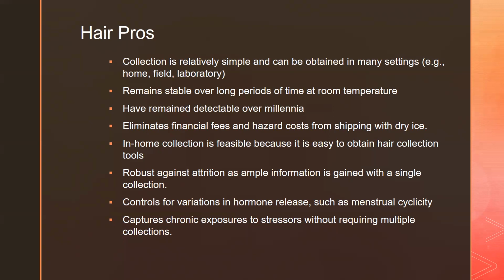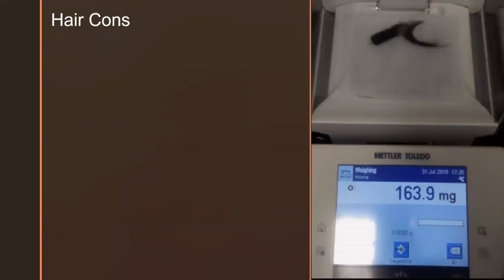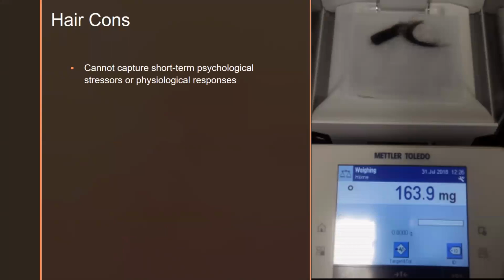So is it X that caused that change? Is it your intervention? Or is it because there was some historical event that happened? And this is something that's come up in a few designs that we've had. So again, it cannot capture short-term psychological stressors or physiological responses. So, thinking of urine, we're thinking of about a 24-hour or so period or even hours. When we're talking about hair, we're talking about months.